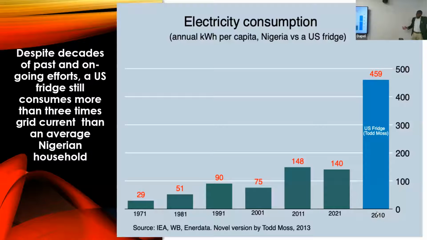So despite decades of past and ongoing efforts, we are still consuming less than the average person in Nigeria. So these are consumption over a couple of decades: 71, 81, 91, 2001, 2011, 2021. There is no significant change. There may be, but it's not keeping pace with the population growth in the country and the rise in demand. I will talk about the economic side of things in terms of the cost that is causing. So we are still consuming 3 times less than a US rich on average, despite decades.